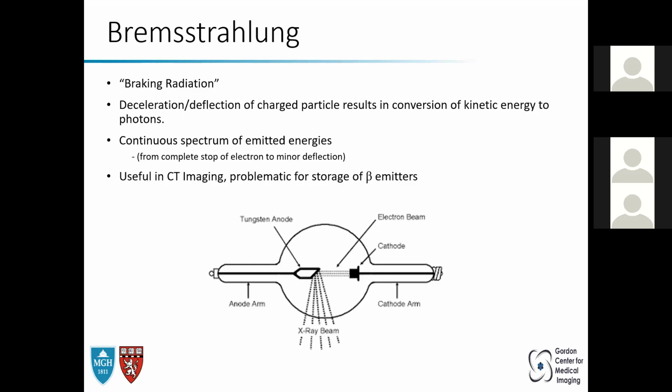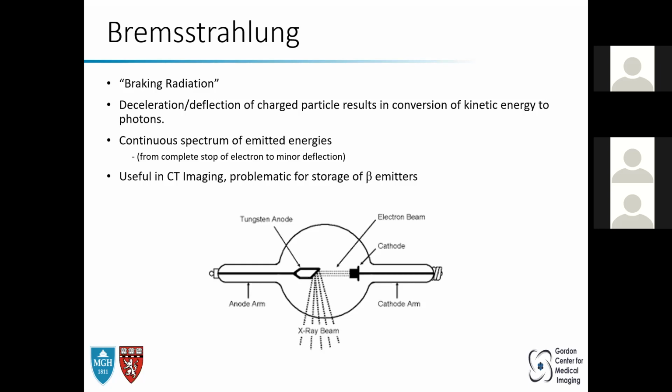So if we've got deceleration or deflection of a charged particle, that means it's losing some of its kinetic energy. But we're not allowed to break the laws of physics. That energy just doesn't disappear. It can be converted into photons. Now, this is not a discrete event. These can be decelerated or deflected in a large variety of ways. So this will produce a continuous spectrum of emitted energies, from a small photon production if it's deflected slightly, or a large energy photon if it's completely stopped.